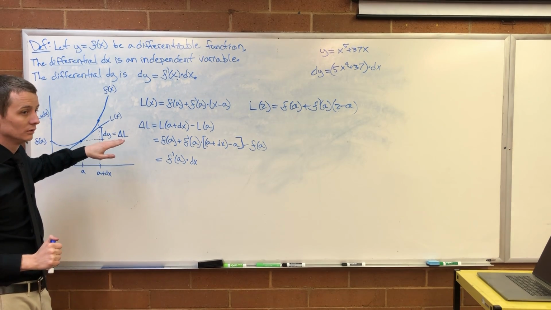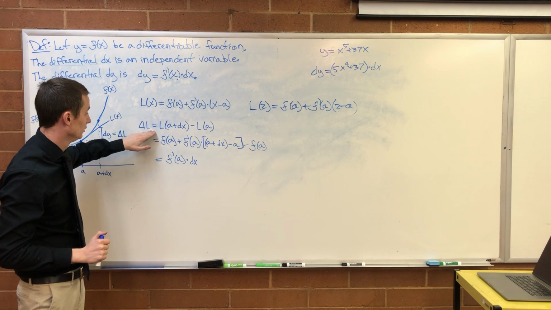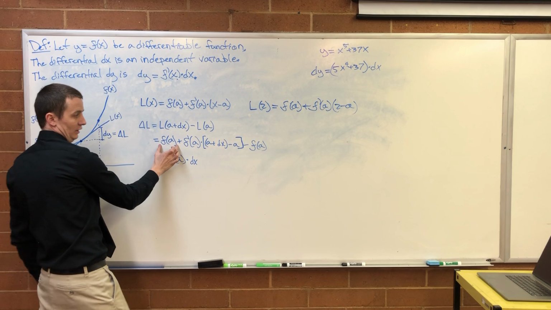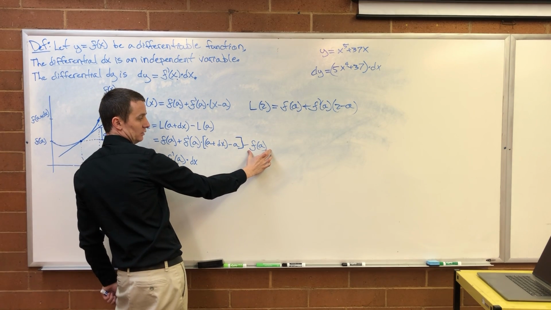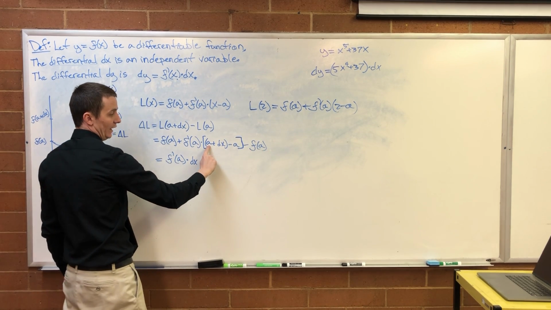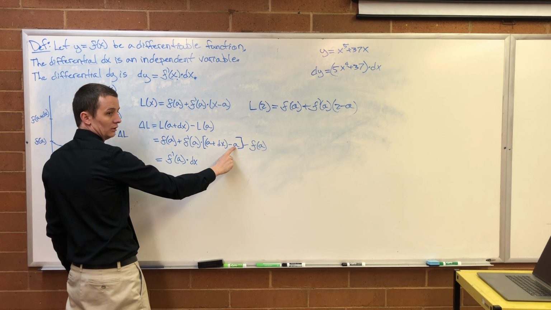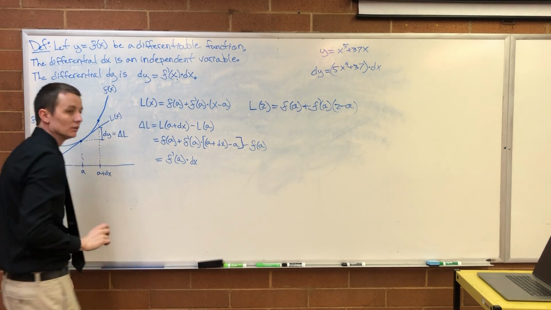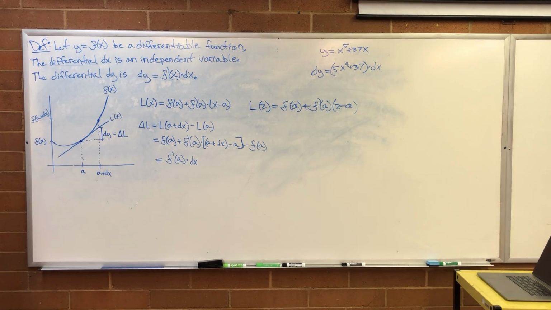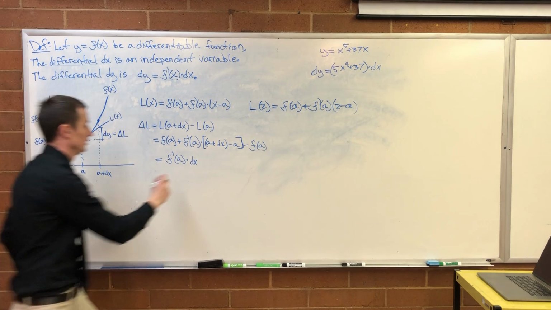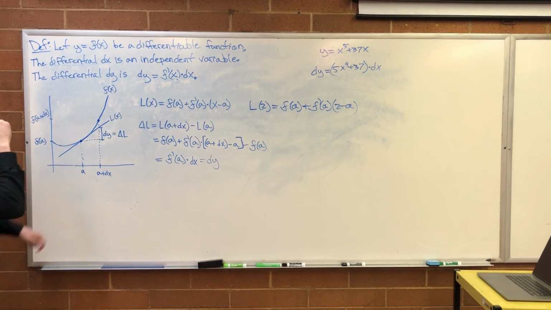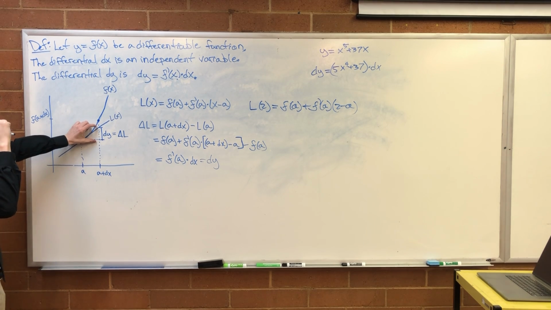Trying to go from your third to the last one. From here to here? Well, f of a and negative f of a, those cancel out. Yeah, that a and that negative a, those cancel out. So we're left with f prime of a times dx, which is exactly what we defined dy to be. So this change in L is dy.